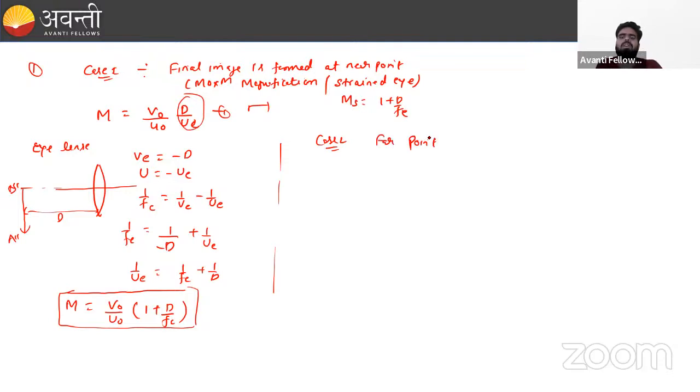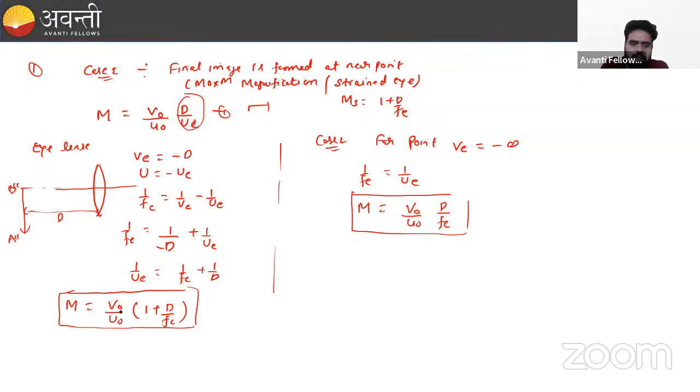If we consider case 2, when we want the final image to be formed at the far point, in order to get it at the far point, the image formed by the objective lens must form at the focus of the eye lens, so that the final image is formed at the far point. In this case, we have to put V equal to nothing but minus infinity. After putting this value, 1 upon Fe equal to 1 upon Ue, and in this manner the magnification, V0 upon U0, becomes D upon Fe. What we observe here, this is the minimum and this is again maximum.